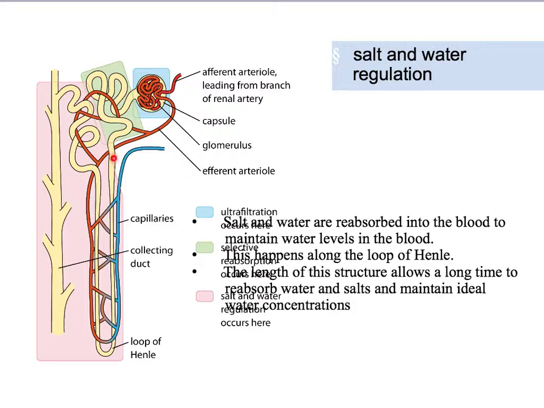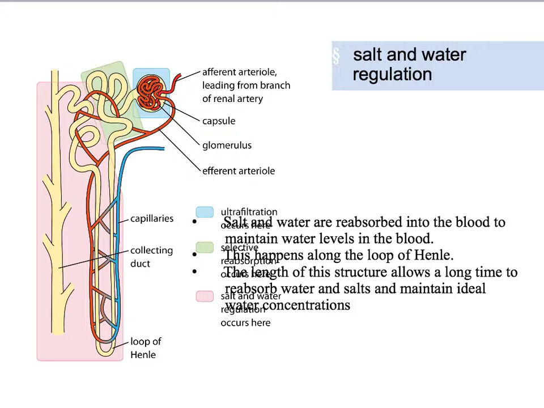The loop of Henle also has a really good blood supply in order to get ideal water concentrations within the blood. So this means that if your blood is very watery, if you've got a lot of water in your blood, less water is going to be reabsorbed into the blood because we don't want it to be very watery.